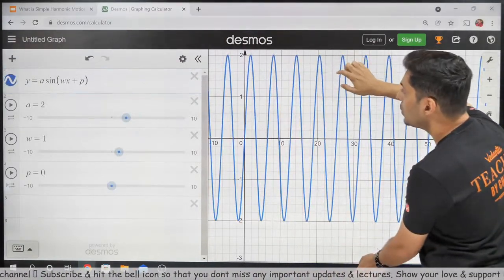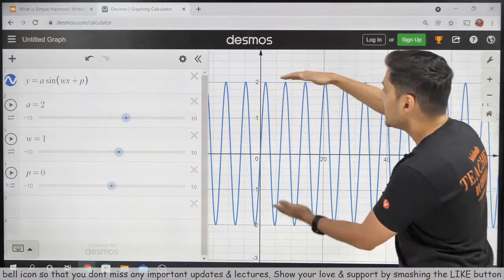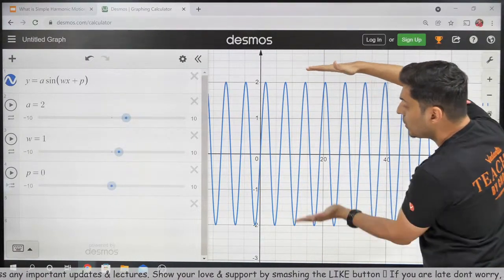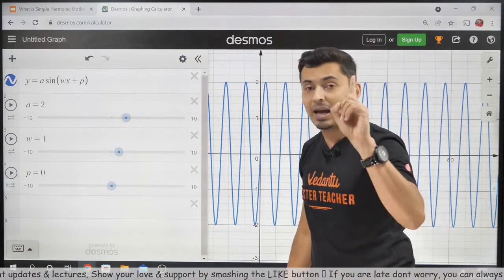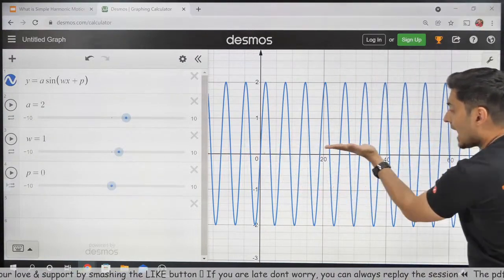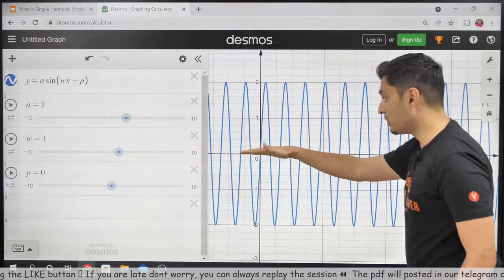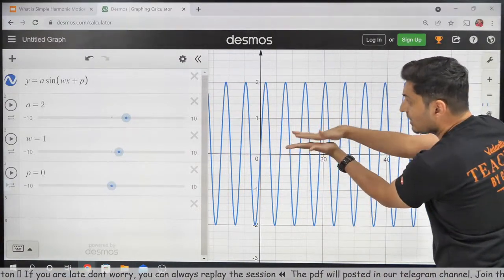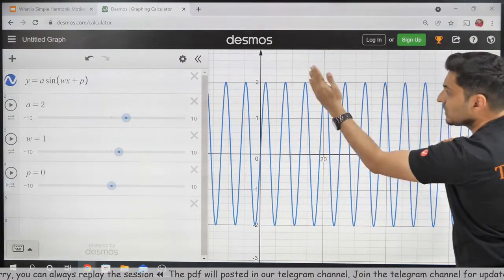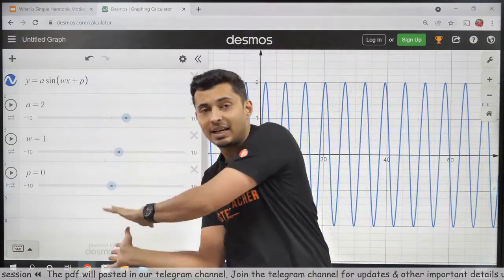So is the amplitude 2 or 4? Come on, my warriors. If this goes till 2 and goes to the bottom till minus 2, is the amplitude 2 or is it 4? The answer is 2. It's not 4. Amplitude means if you draw the average line, or the mean line, then from that point, how much does it go on either side? That is called the amplitude, the extent of the displacement.